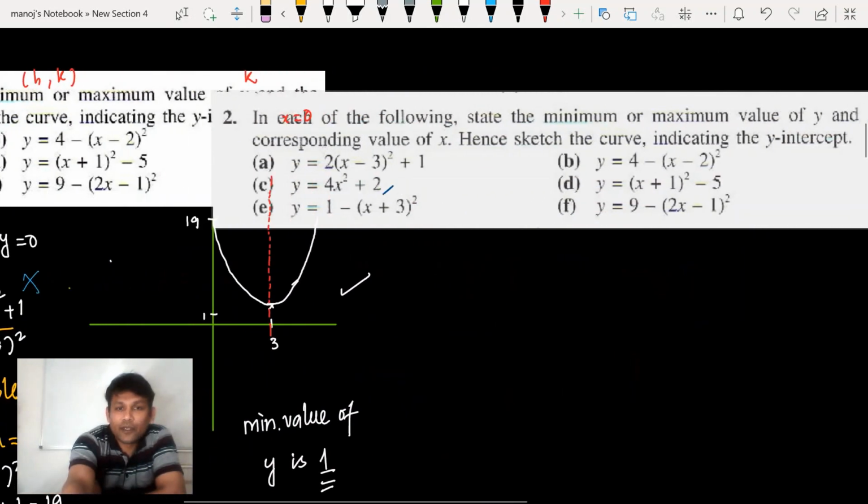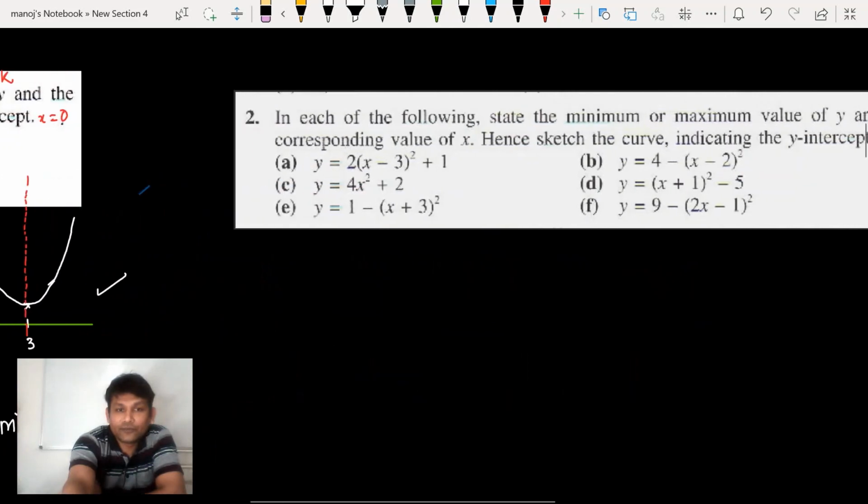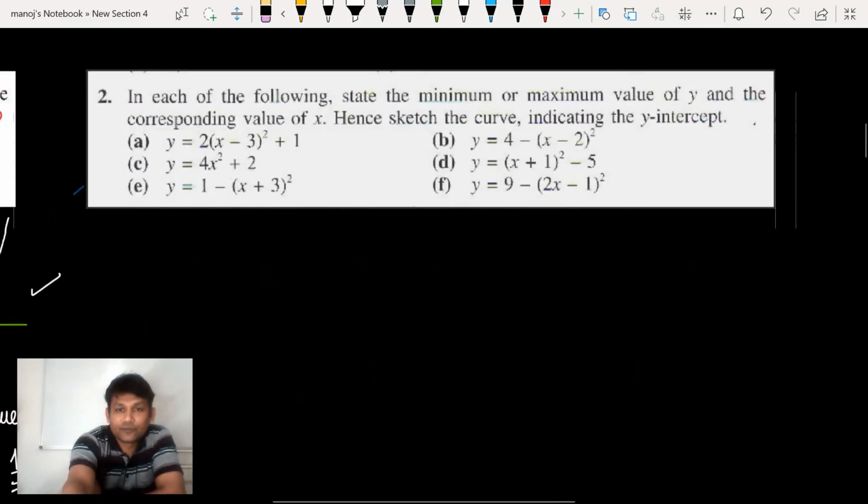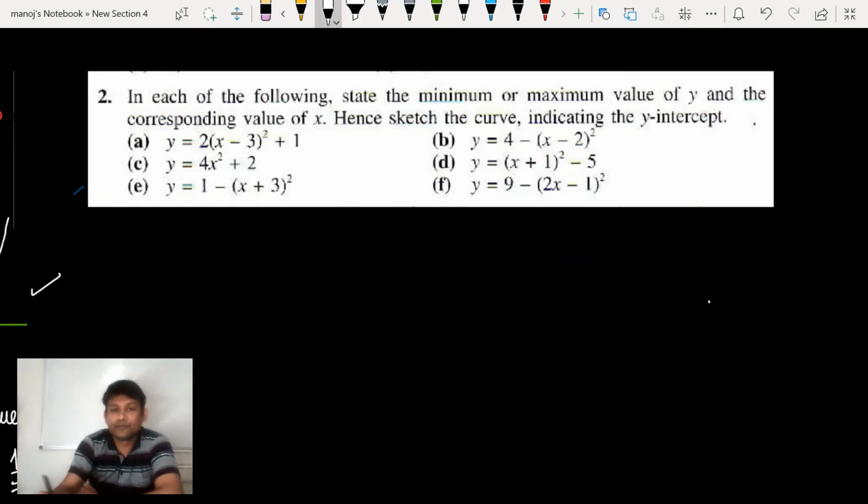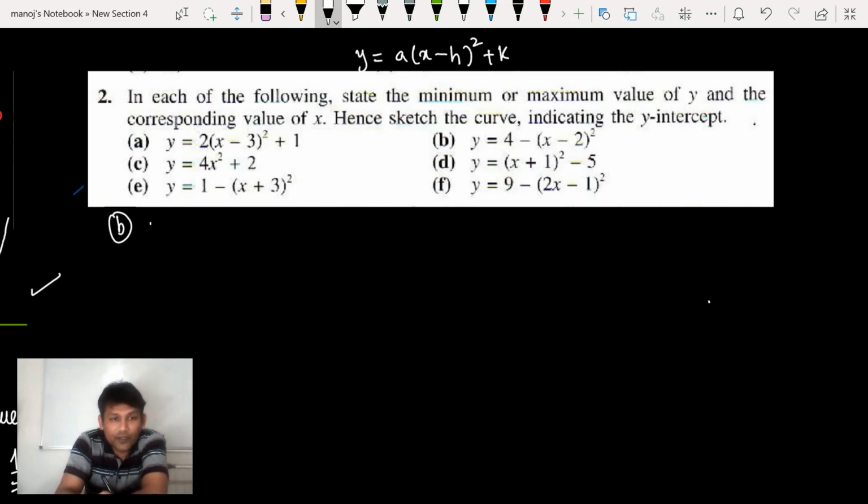Part B is about a negative value. In B, I have to write this in the form y equals a(x minus h) whole squared plus k. This is the completed square form, so that will become y equals minus (x minus 2) whole squared plus 4. I have arranged this 4. So a is minus 1, less than 0, which means negative. It means the value of y will be maximum. Your curve will be like this.